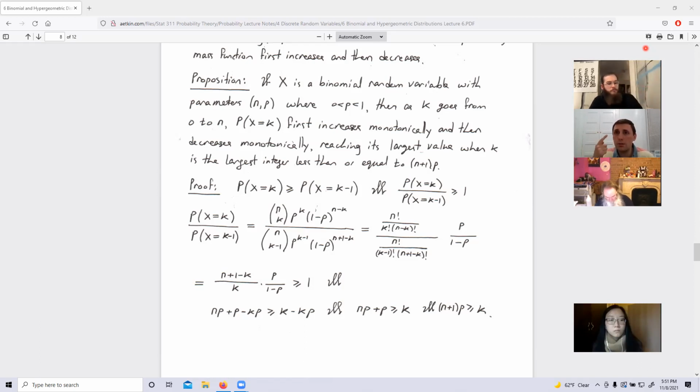And I can go onward. So the probability of having 3 successes is going to be bigger than the probability of having 2 successes. Do you see why? Because 3 is still smaller than 5.5. And when do I stop? At 5, right? So 5 is the last time I climb. So 5 successes is going to be bigger than 4 successes, but 6 successes is already going to be less likely than 5 successes. That's what this calculation is telling us. You understand?